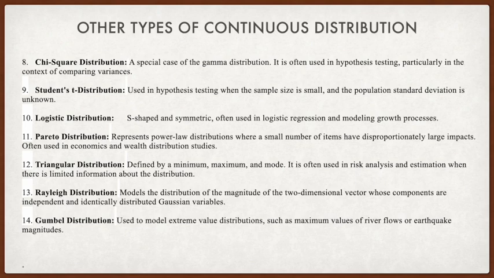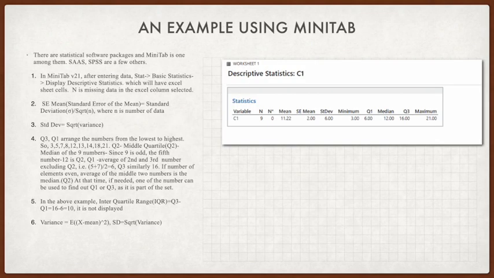So, an example using Minitab, which is a statistical software package like SAS and SPSS. When we go to this menu, Stat, Basic Statistics, and Display Descriptive Statistics, after entering the data, we get an outcome. We see the outcome like this. There are many other statistical packages. These are all descriptive statistics. We are seeing the mean, median, mode, minimum, maximum, quartile 1, quartile 3, and standard error.